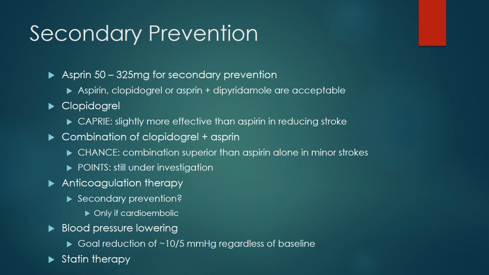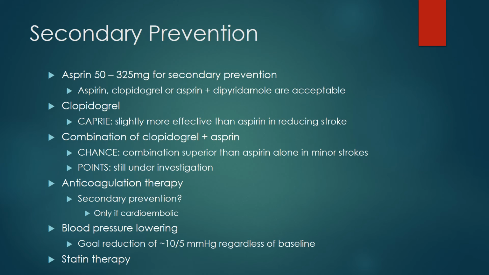Aspirin can be anywhere between 50 to 325 milligrams for secondary prophylaxis. However, studies have shown that 325 milligrams is no more effective than 81 milligrams. The CAPRIE trial showed that clopidogrel was slightly more effective than aspirin in reducing strokes. The combination of clopidogrel and aspirin is still under a little bit of investigation. The CHANCE trial showed that the combination was superior to aspirin alone in those minor stroke patients. And the POINT trial is still under investigation, looking at the combination of clopidogrel and aspirin.